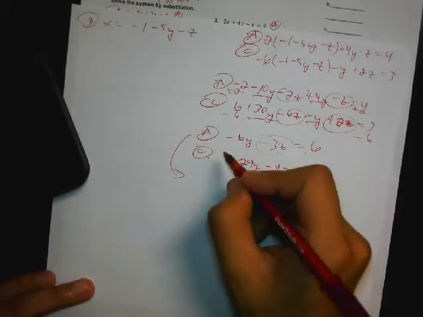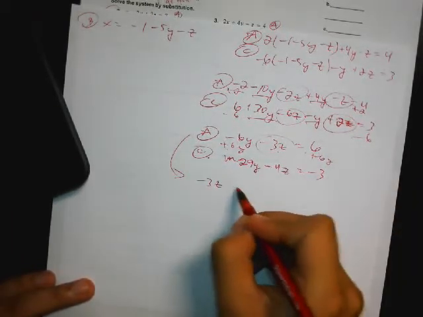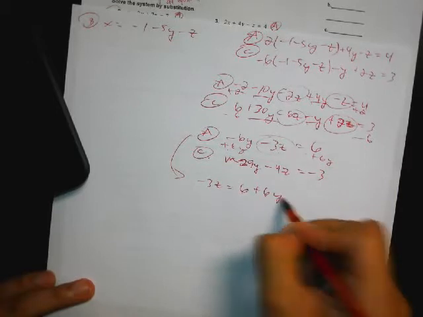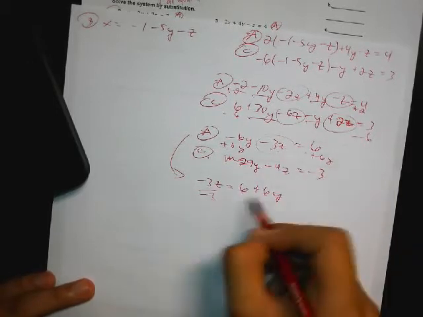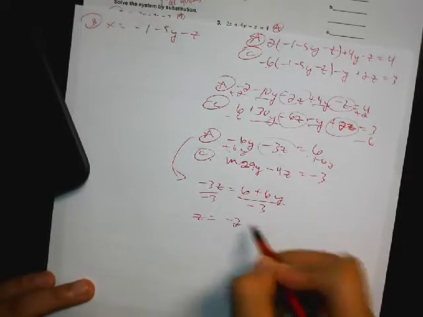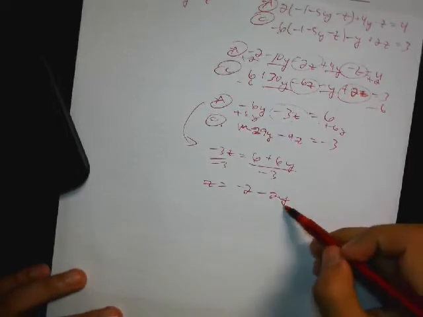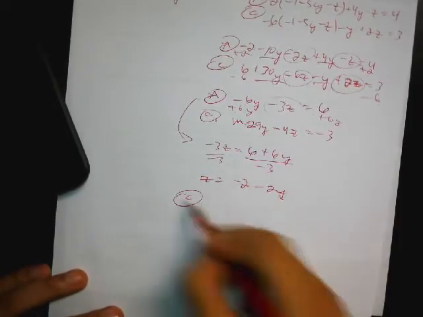So from A, I'm going to add 6y. So it's negative 3z equals 6 plus 6y. And then divide by negative 3. Z equals negative 2 minus 2y. And then substitute that into equation C.